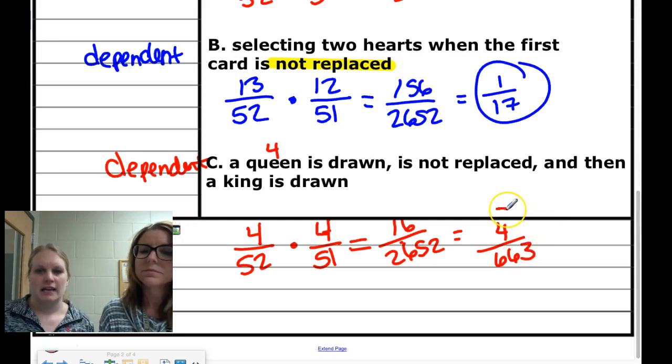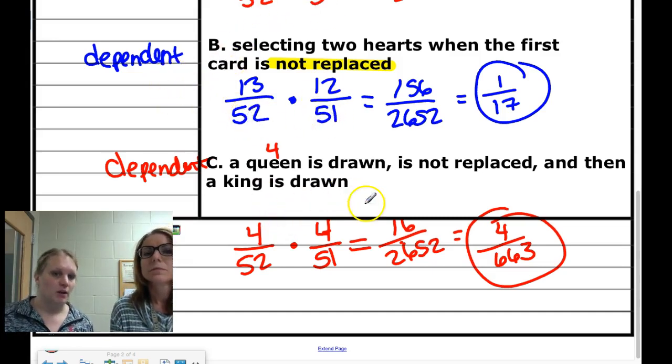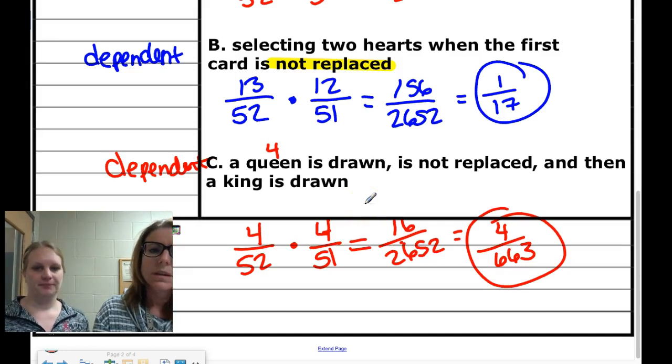Yeah. You just got to think, if we're replacing it, then we use the same number as we did up here in example 1. If we don't replace it, then it usually goes down by 1. Correct. Yeah. Okay. Next page.